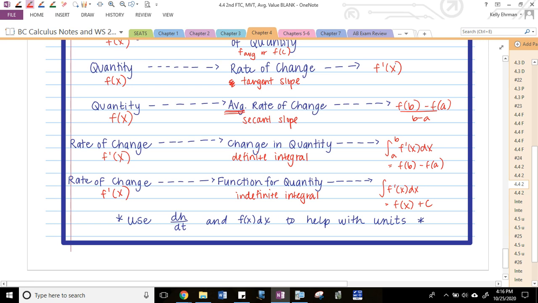Use dh dt and f of x dx to help with units. It's just always a good idea to write out your units for all of these problems. Taking a derivative with respect to what, or integrating with respect to what, makes a difference if you're trying to figure out your units.